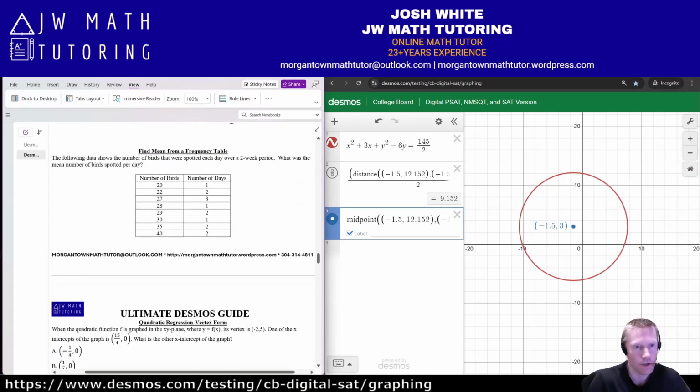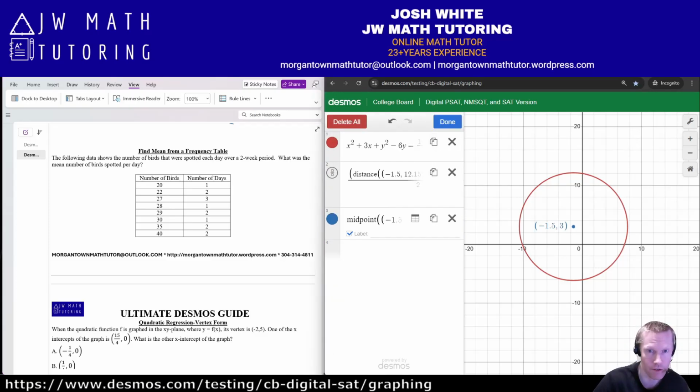Okay, so here is a problem. Here's a frequency table, and basically the left column has the number of birds that were spotted each day, over a 2-week period. The right column has the number of days that specific number of birds was seen. So in other words, one day this person saw 20 birds. On 2 different days, the person saw 22 birds. 3 days, the person saw 27 birds, so on and so forth. Okay, so we want to know what is the mean or average number of birds that were spotted per day.